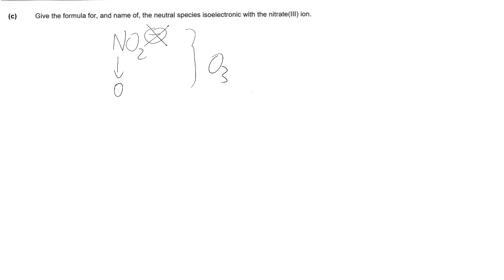Now it also asks for the name of the compound, and hopefully you know that O3 is called ozone. There are other ways of making this work, and you can come up with other neutral species isoelectronic with nitrate 3. However, you'll probably struggle to find another one that has a simple name that you know.